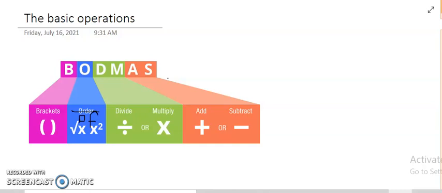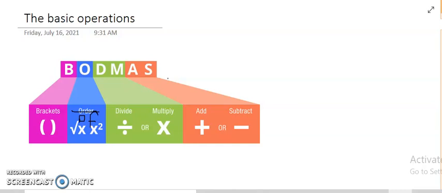1, 2, ready, go. B is for bracket, O is for of, D is for divide, and M is for multiply, A is for add, and S is for subtract. The basic operations.